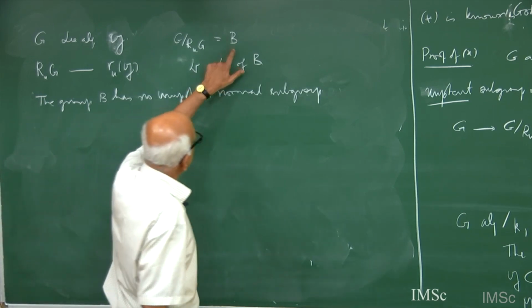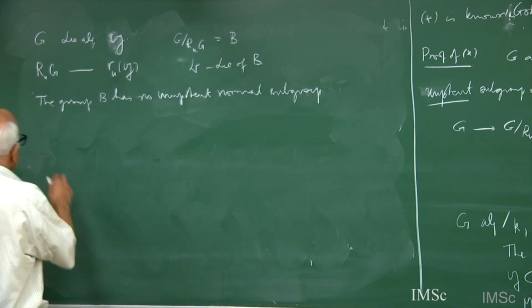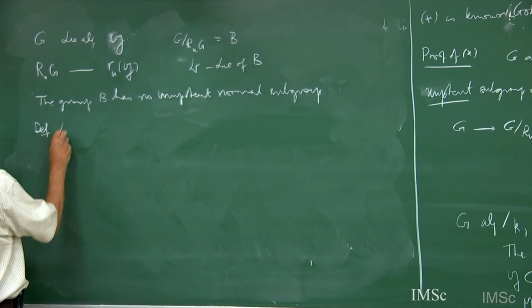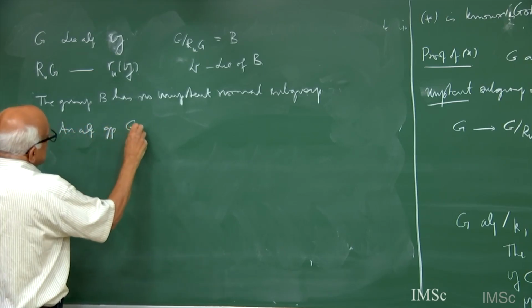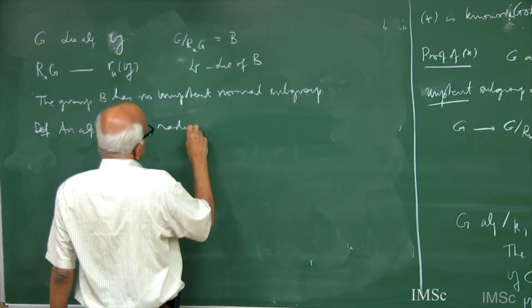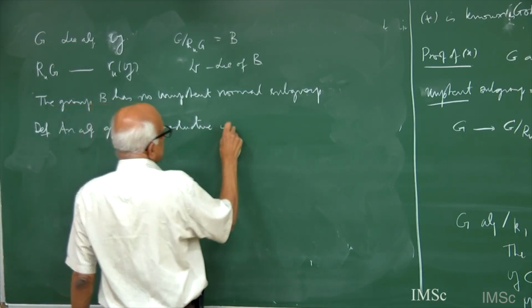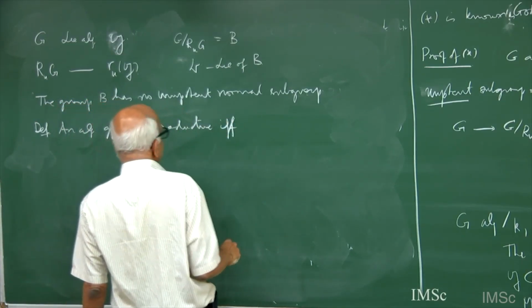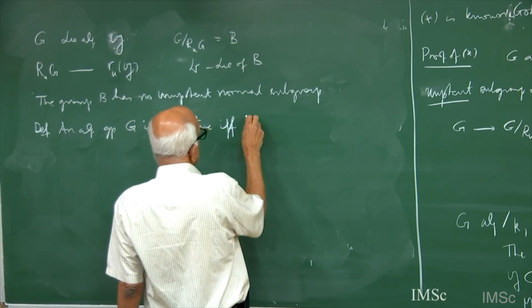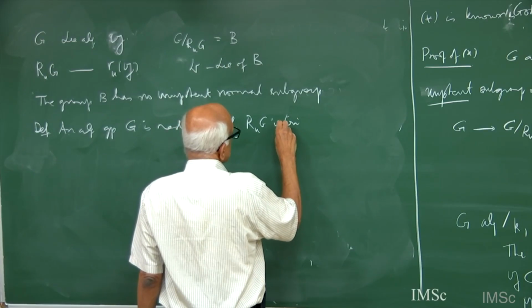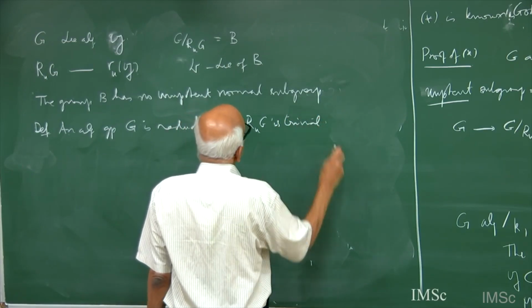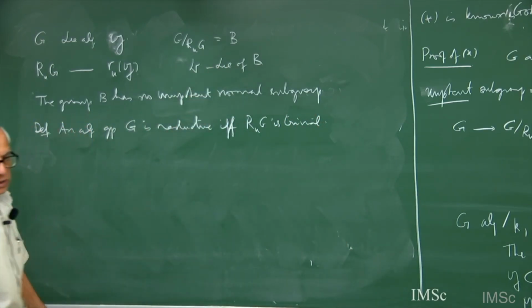I already said that B is defined over K, and I'll make a definition. An algebraic group G is reductive if RUG is trivial. So this group B is reductive.